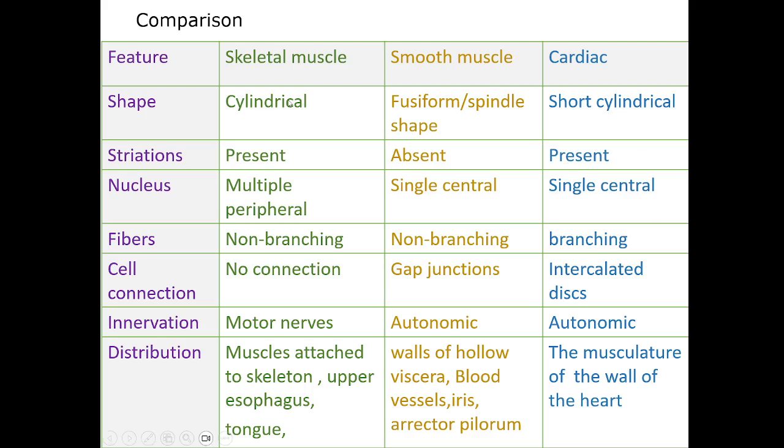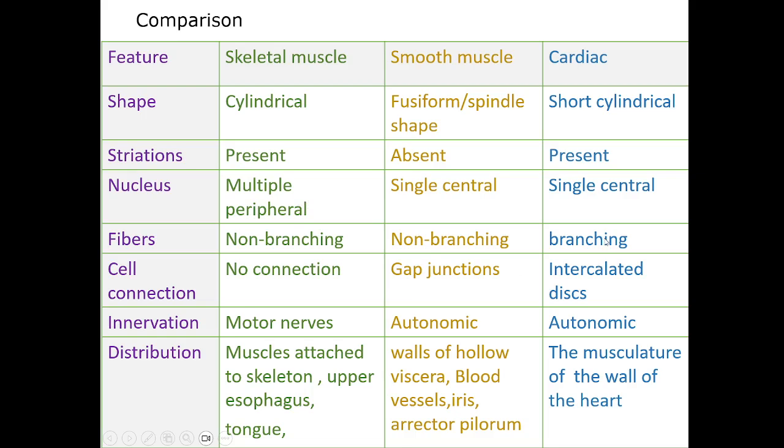If you want to compare the microscopic structure, how can you compare? The skeletal muscle and cardiac muscle are cylindrical, but cardiac muscles are smaller in size. The smooth muscles are fusiform or spindle shaped or pyriform shaped. Cross striations are present in cardiac muscle and skeletal muscle. They are not seen in smooth muscle. A single nucleus is present in both cardiac muscle and smooth muscle. Multiple nuclei at the periphery are present in the skeletal muscle.